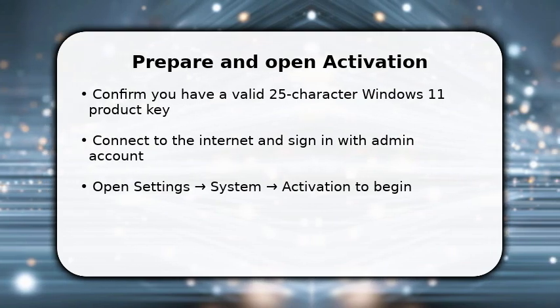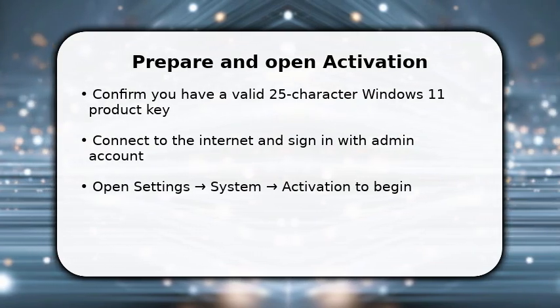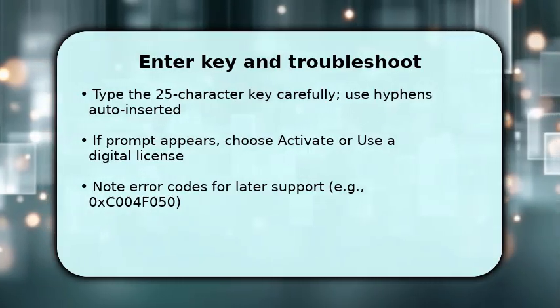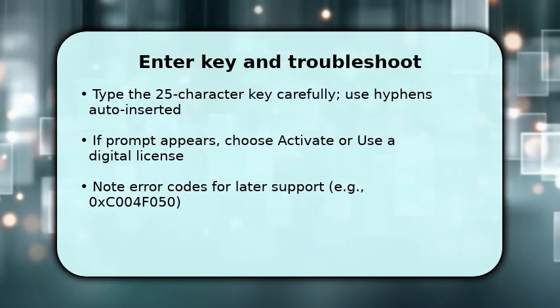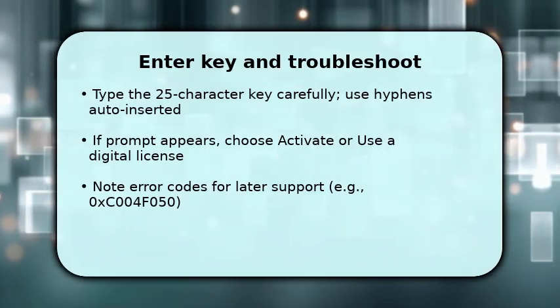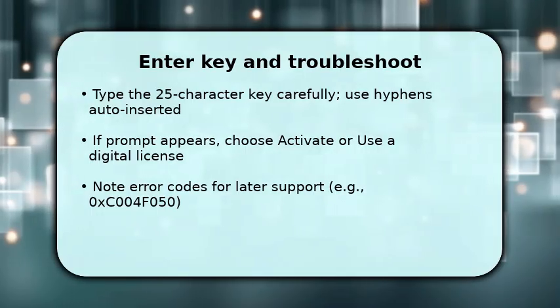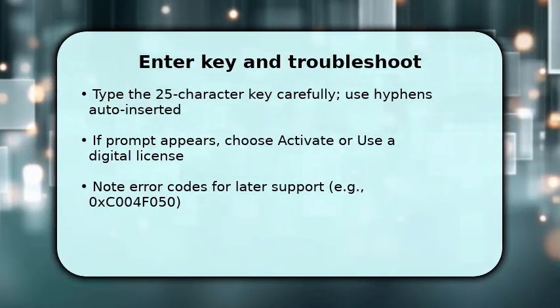You'll type the 25-character key into the dialog. Make sure letters and numbers are exact because O and 0 differ. Once you click Next, Windows attempts activation. If a digital license exists on your Microsoft account, it links automatically. If activation fails, the error code displays.